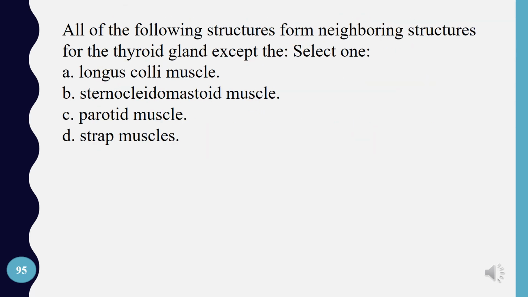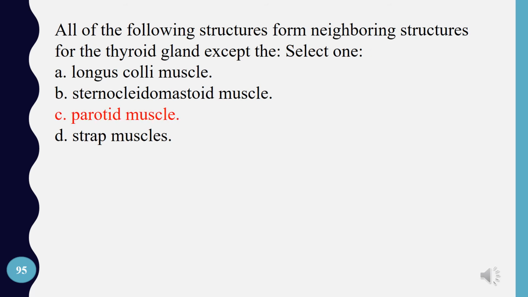All of the following structures form neighboring structures for the thyroid gland except the: A. Longus colli muscle, B. Sternocleidomastoid muscle, C. Parotid muscle, D. Strap muscles. The answer is C, parotid muscle.